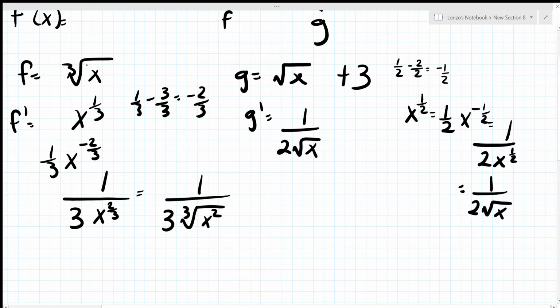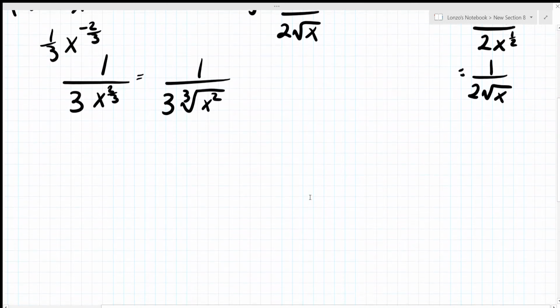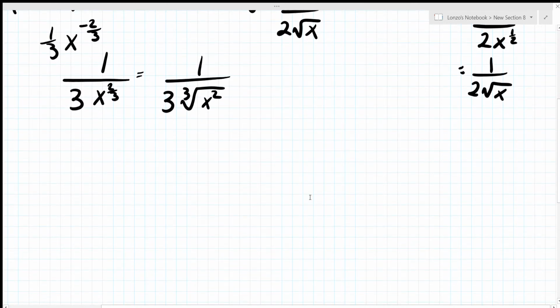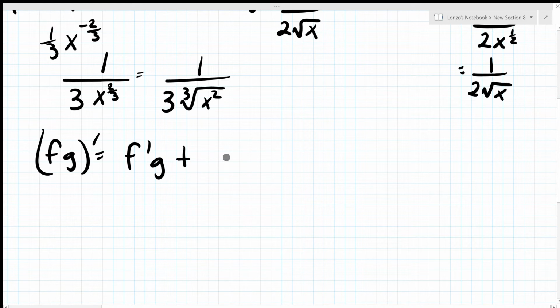Okay, now we found our f prime and our g prime. So now we just got to find the product rule. So the product rule is (fg) prime, which is f prime times g plus g prime times f.